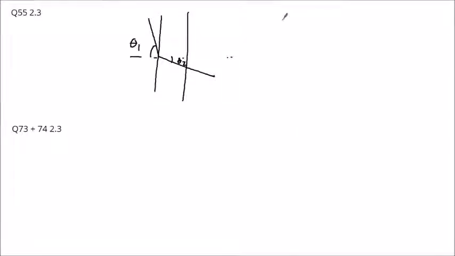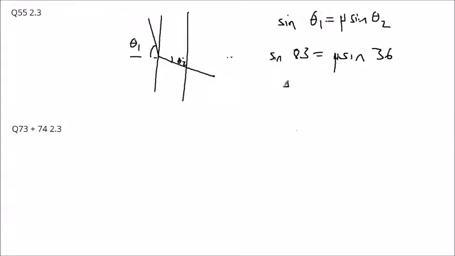The formula is sine of theta 1 equals mu sine of theta 2. Mu is a Greek character and also an idol band. Anyways, sine theta 1, right here, is 83. Sine 83 equals mu sine 36. So mu is just going to be equal to sine 83 over sine 36. And that's it. That's literally the question.